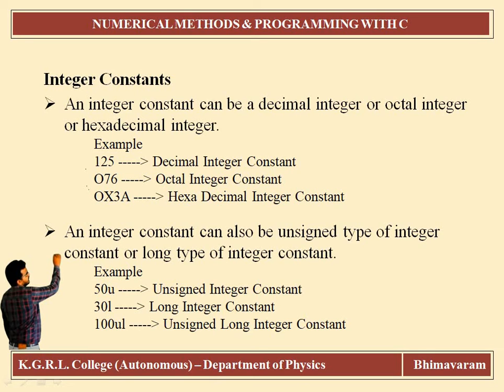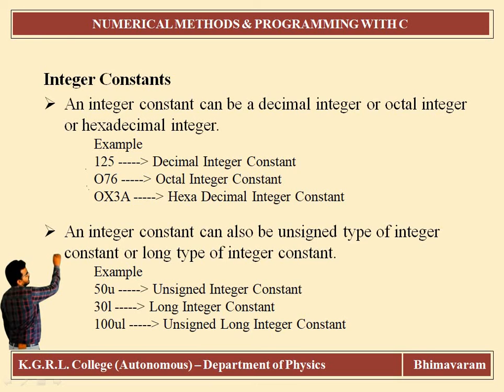For example, here 50U, U indicates that it is an unsigned integer constant. 30L, L indicates that it is a long integer constant. 100UL, UL indicates that it is an unsigned long integer constant.